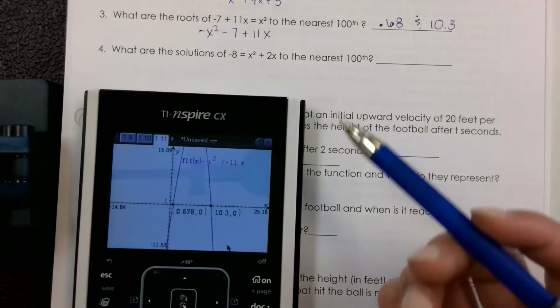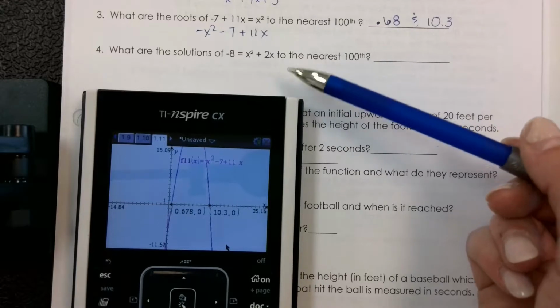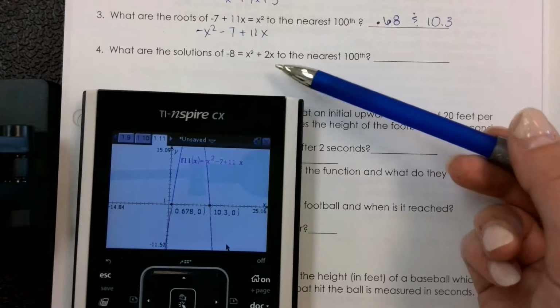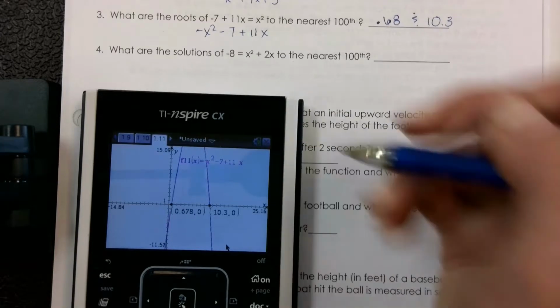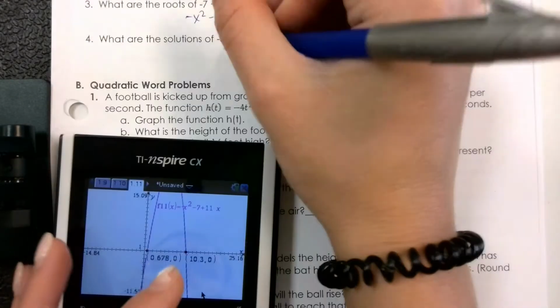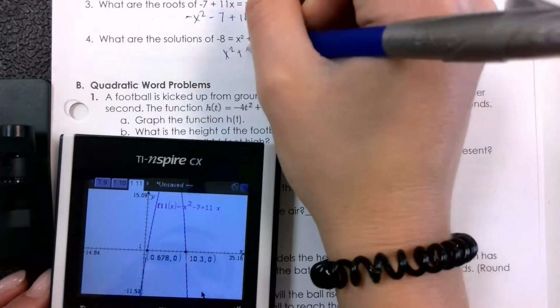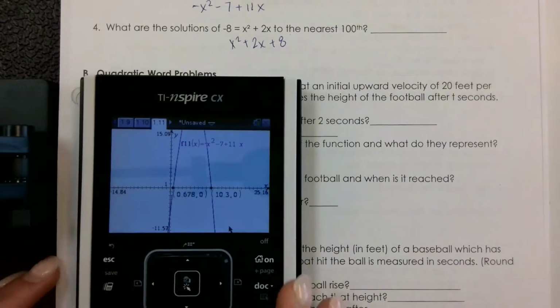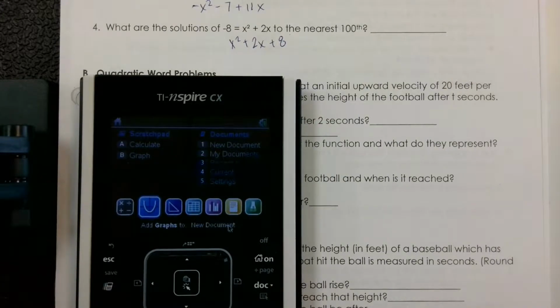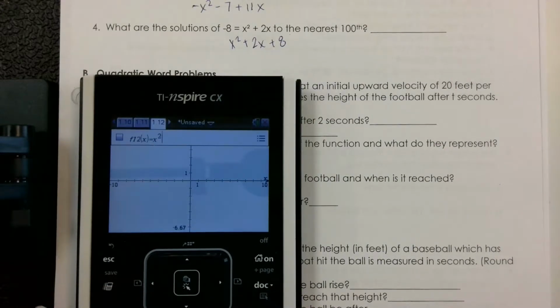Then for the last one, what do we have to do here before you can find your solutions? Add 8. Yeah? So in your calculator, you should actually be writing x squared plus 2x plus 8. And find your zeros from there.